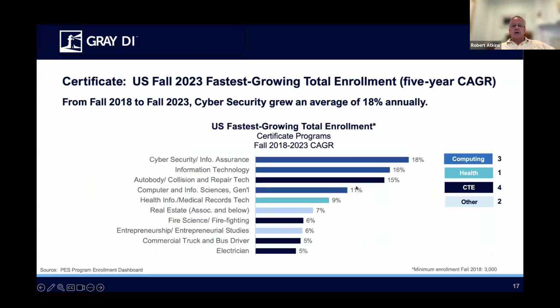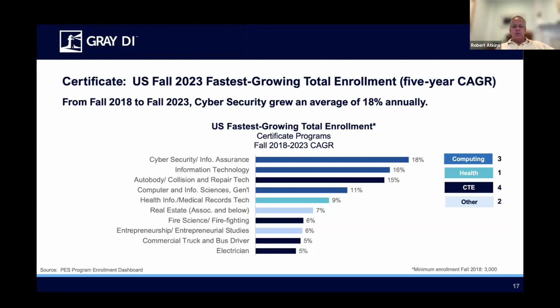Now, when we look and see what actually is causing that growth, there's one program here you just cannot overlook, and that's cybersecurity. It's been the backbone of growth in higher ed for a number of years now. Between fall 2018 and 2023, it's grown at an average annual rate of 18%. Right behind that is information technology, up 16%. And finally, in the tech space, we have computer and information sciences up 11%. Now, I say up, that's 11% per year for 5 years. So that's a hefty amount of growth over that period.